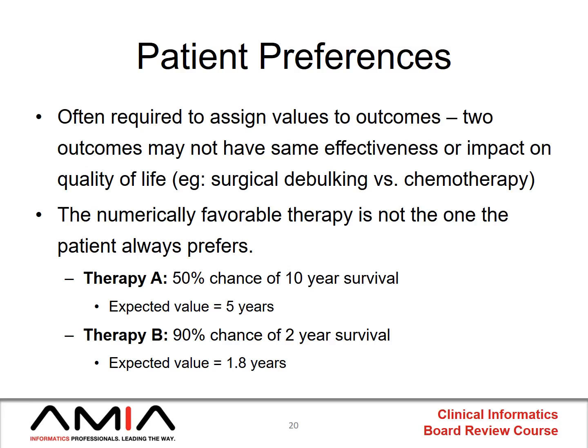It really depends on the patient's own preferences. Some patients would take the risk of only a 50% chance of survival if it means the possibility of living for 10 years. Whereas other patients might say, I want the almost certainty of being able to live for 2 years so I can have 2 quality years with my family. And so it's not true that patients would prefer the one that looks like it's numerically favorable, the one that has the expected value of 5 years. So how do we actually assess this? How do we assess the patient's utilities? How do we assess their preferences?